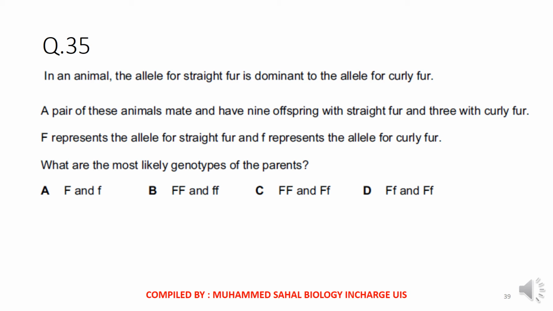In an animal, the allele for straight fur is dominant to the allele for curly fur. A pair of these animals mate and have 9 offspring with straight fur and 3 with curly fur. Capital F represents the allele for straight fur and small f represents the allele for curly fur. What are the most likely genotypes of the parents? The answer is D.